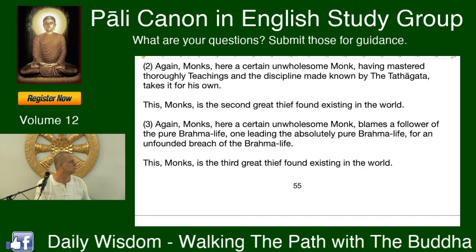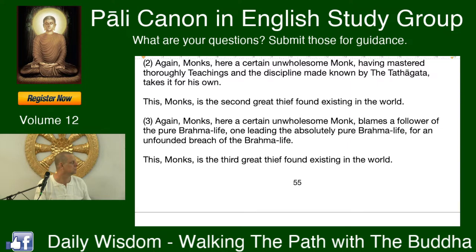Again, monks, here a certain unwholesome monk, having mastered thoroughly the teachings and the discipline made known by the Tathagata, takes it for his own. This, monks, is the second great thief found existing in the world. Again, monks, here a certain unwholesome monk blames a follower of the pure Brahma life, one leading the absolutely pure Brahma life, for an unfounded breach of the Brahma life. This, monks, is the third great thief found existing in the world.